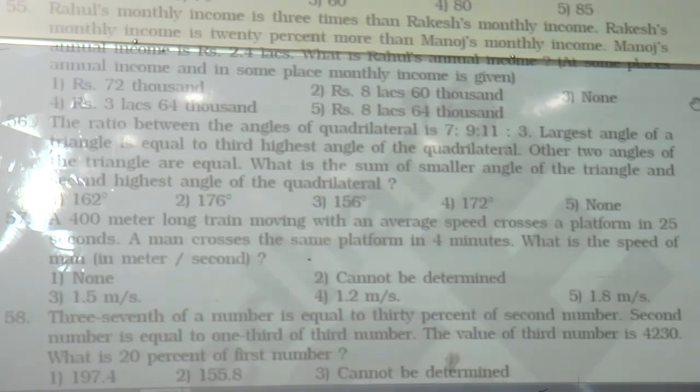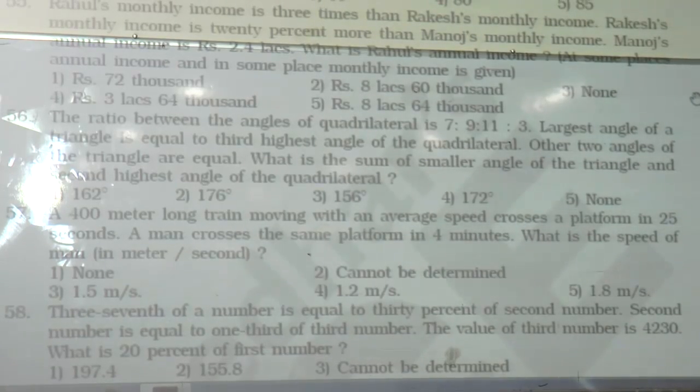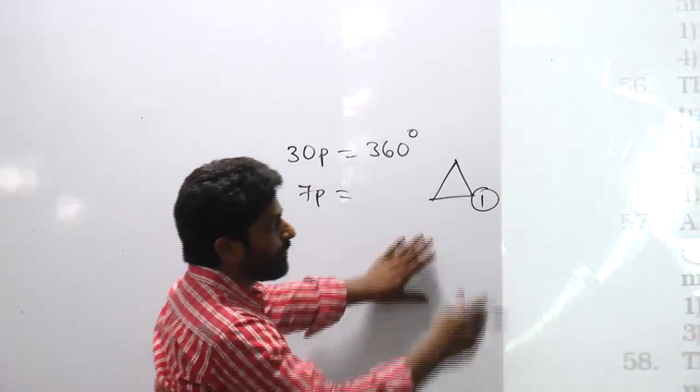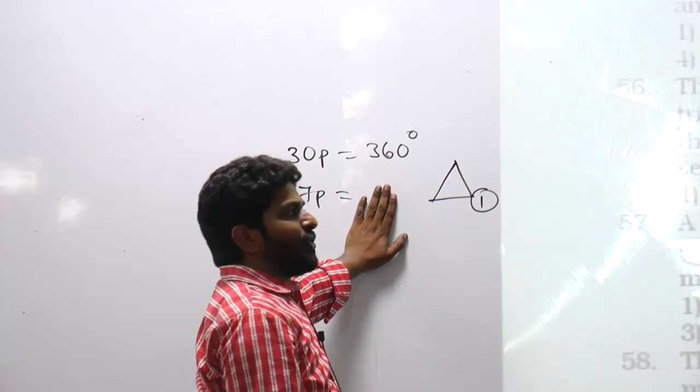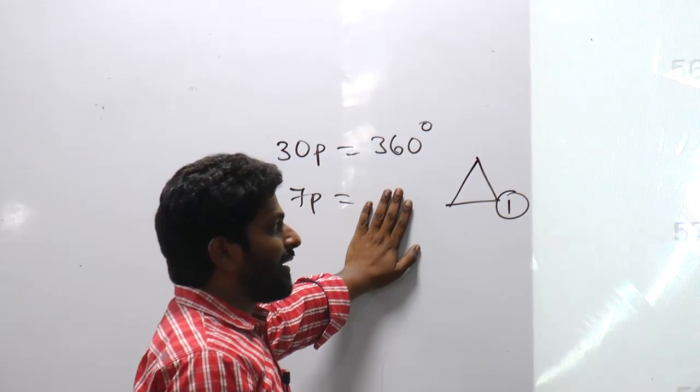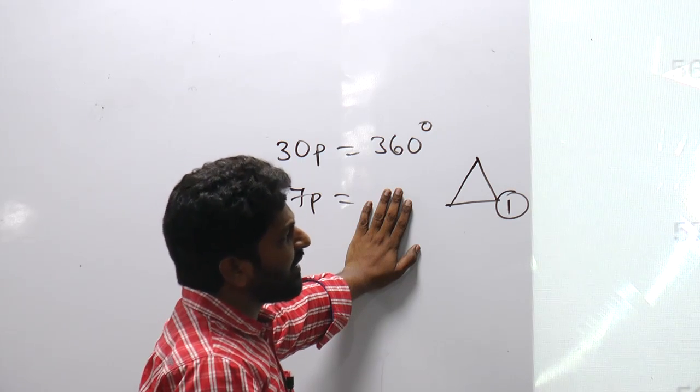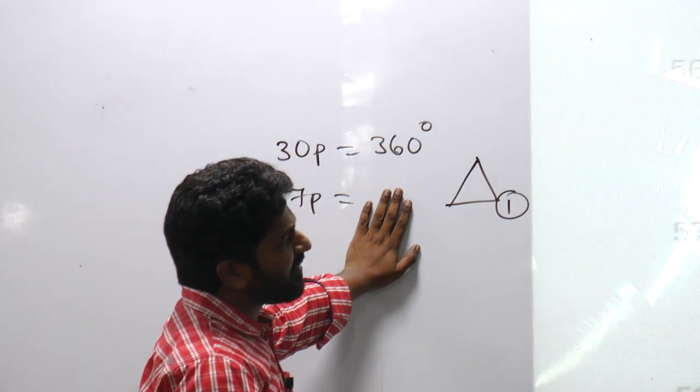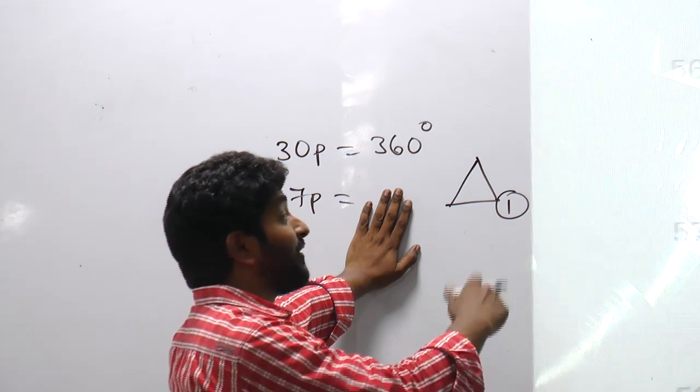Next, the largest angle of a triangle is equal to the third highest angle of the quadrilateral. In terms of number of parts, how much is that? 7 parts. This is the third largest angle of the quadrilateral, and that will be the largest angle of the triangle. We will calculate that later. What is the sum of the smaller angle of the triangle and the second highest angle of the quadrilateral? The other 2 angles of the triangle are equal.